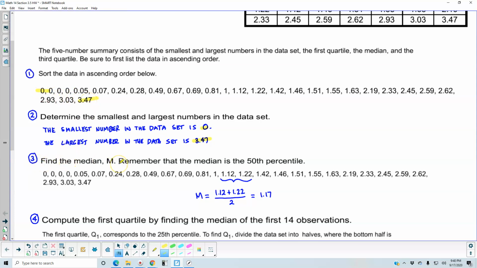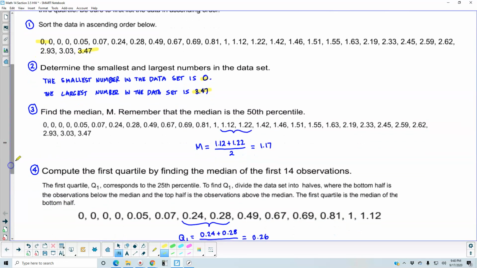Now we want to find the median, M, and remember that the median is the 50th percentile. Okay, so there are 28 numbers. So we have an even amount of numbers. We have to pick the middle two numbers. So this is the 14th number, and this is the 15th number. And so we have to find the average of those two by adding them and dividing by 2. So 1.12 plus 1.22 divided by 2 is going to equal 1.17. So the median of the entire data set is 1.17.